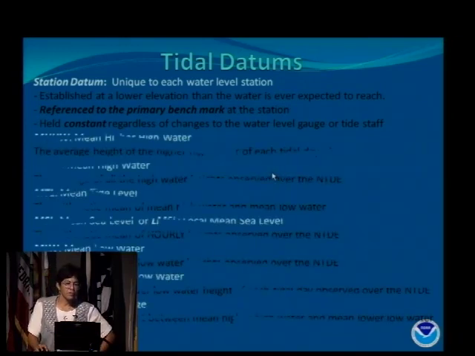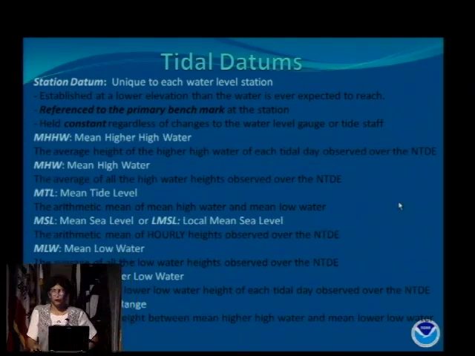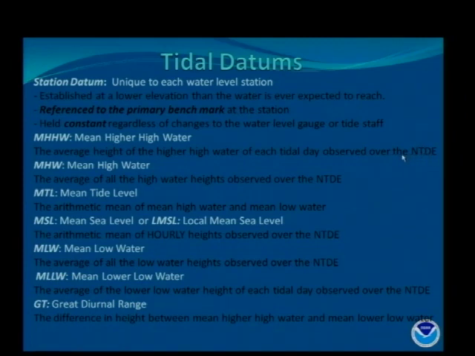But these tidal datums are computed on an 18.6 year period, a tidal epoch, a National Tidal Datum Epoch, and generally are means of the water levels that are observed. Mean sea level is what we consider the most accurate because it is a mean of each hourly rate over that period. The other means are means of high or low water, but not of the hourly values. And that's why mean sea level or local mean sea level is considered the most accurate because it includes, if you will, all the data or the hourly data to come up with that computation.